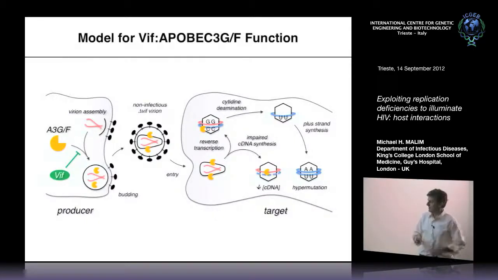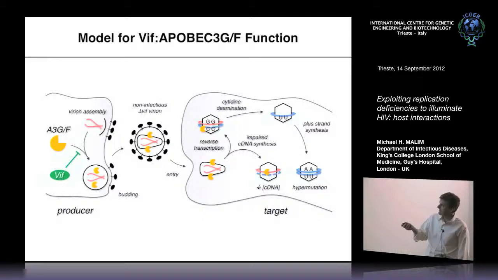So in a virus that's 10,000 bases long, if you mutate 10% of the G residues, that's about 300 mutations, and that will severely inhibit the virus. In fact, with that level of mutagenesis, the virus is rendered completely inert.